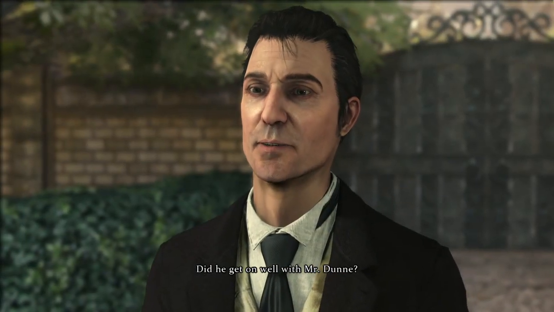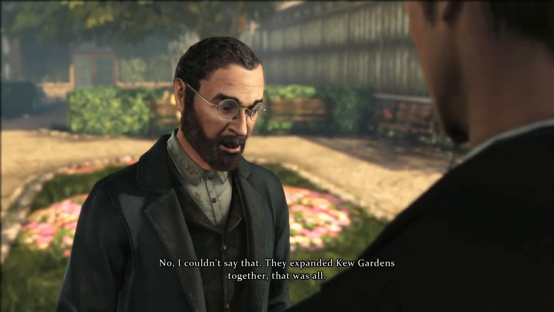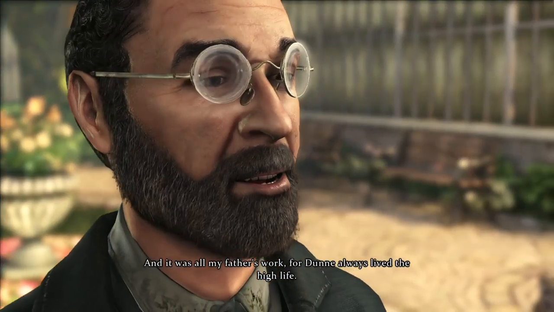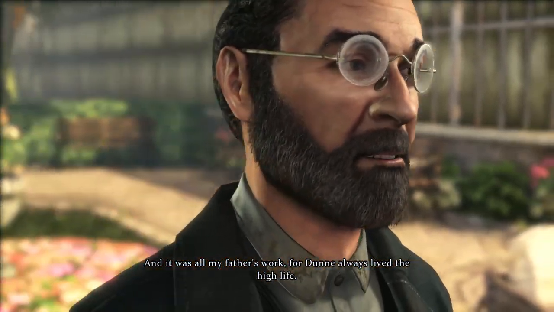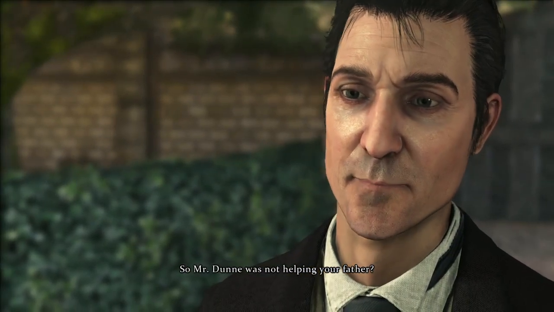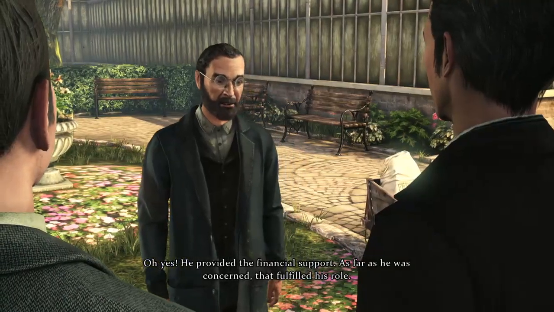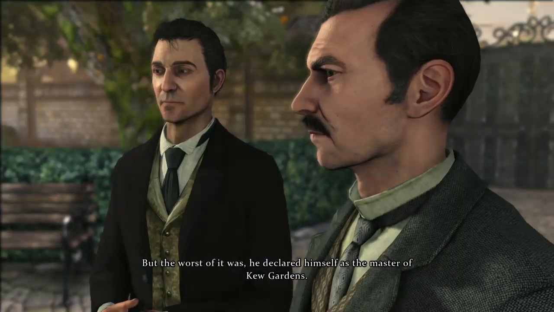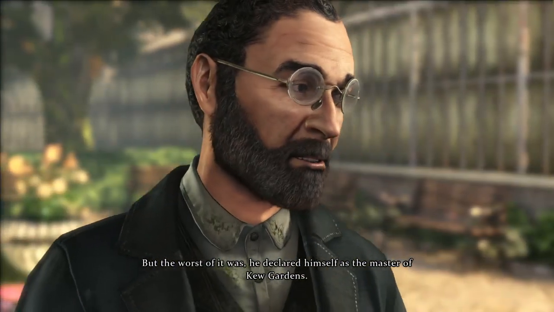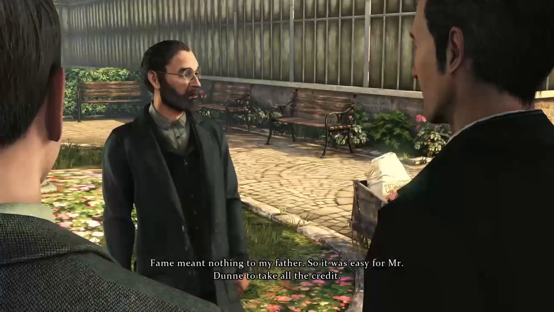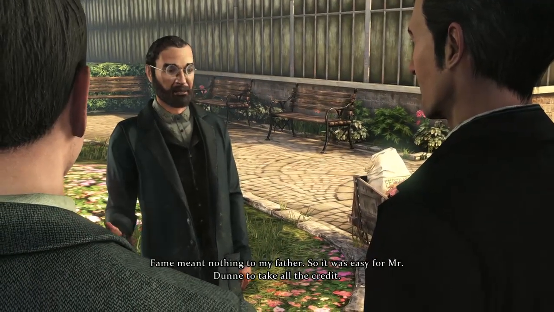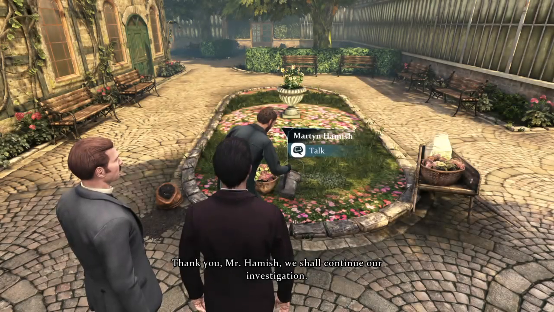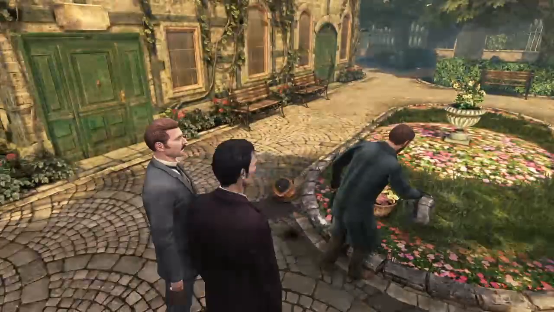Did he get on well with Mr. Dunn? No, I couldn't say that. They expanded Kew Gardens together, that was all. And it was all my father's work, for Dunn always lived the high life. So Mr. Dunn was not helping your father? Oh, yes, he provided the financial support. And as far as he was concerned, that fulfilled his role. But the worst of it was, he declared himself as the master of Kew Gardens. Fame meant nothing to my father, so it was easy for Mr. Dunn to take all the credit. Well, thank you, Mr. Hamish. We shall continue our investigation.